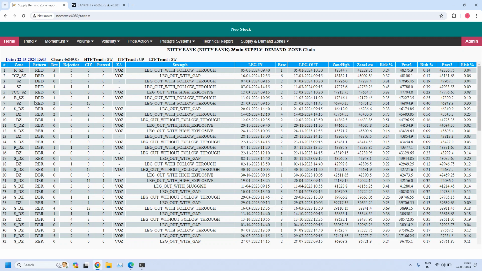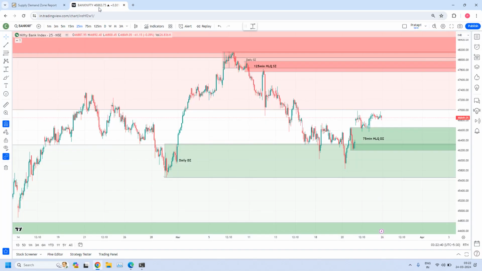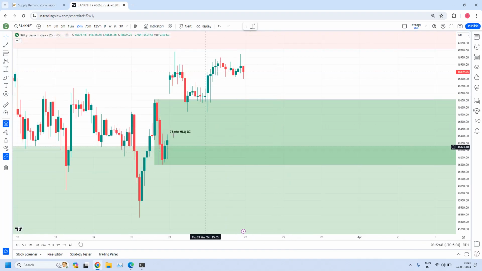Hope you got the clarity. Okay, what is the immediate demand zone? This is the one, the 8th one. This is a high liquidity demand zone, 25 minutes. When it was created, 20 March is the leg in at 1440, one base candle, 1440. Yes, this is the one. We have a rally candle, one base candle, and we have a leg out with gap, pro gap.